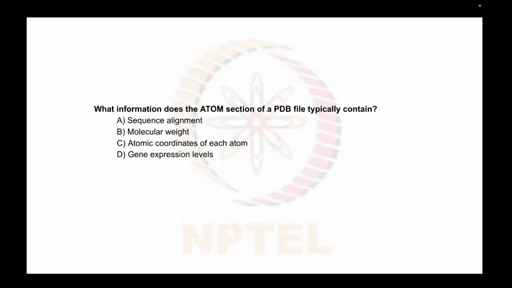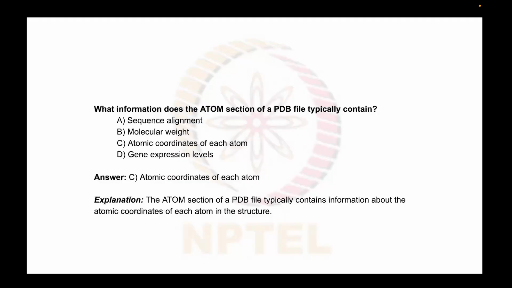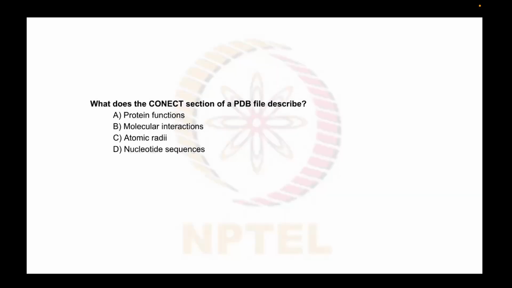So what information does the atom section of a PDB file typically contain? Yeah, so it contains the atomic coordinates of each atom.